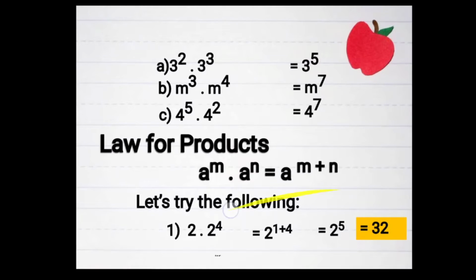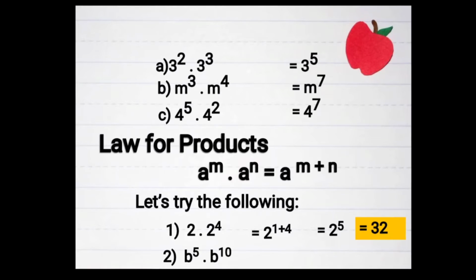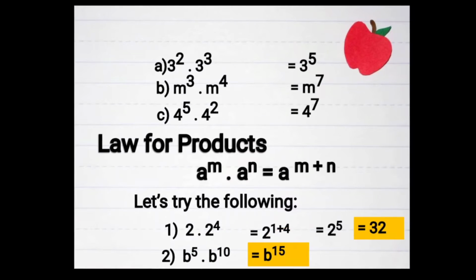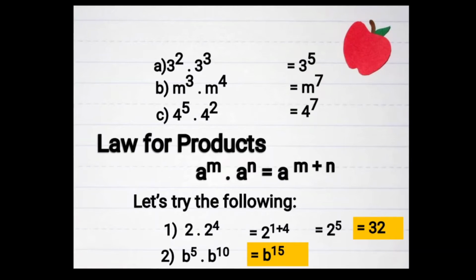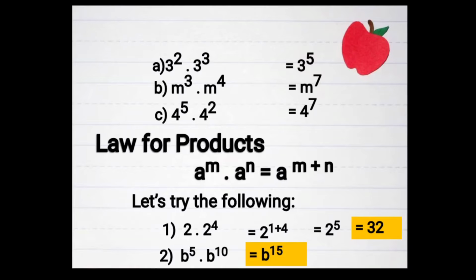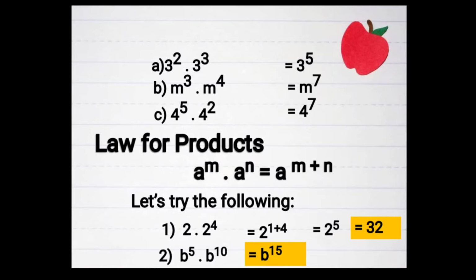Number 2, we have b raised to 5 times b raised to 10. Okay, copy the base b, then add the exponents. 5 plus 10 is 15. The answer is b raised to 15. We cannot simplify that because the base is a variable. So that is our final answer. That is the law for products. What you are going to do is copy the base and add the exponents.